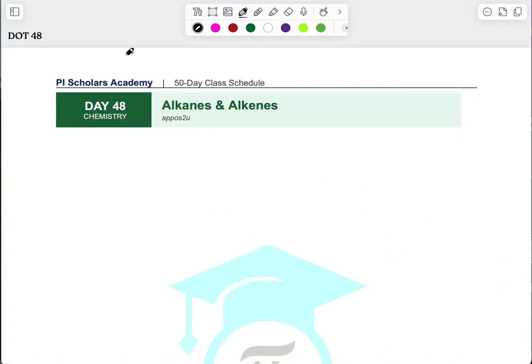So starting from those bonds, I explained that you can have a carbon to carbon single bond, you can have a carbon to carbon double bond, and you can have a carbon to carbon triple bond. So we're going to be starting from this particular place today. Alkanes are those hydrocarbons that only possess the carbon to carbon single bond. You cannot find any double bond or triple bond in them. And such hydrocarbons are called saturated hydrocarbons.